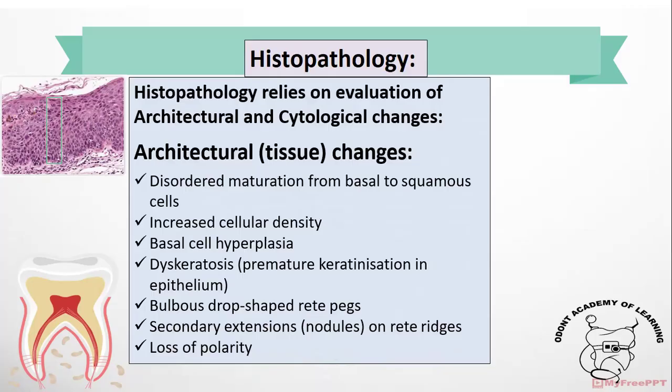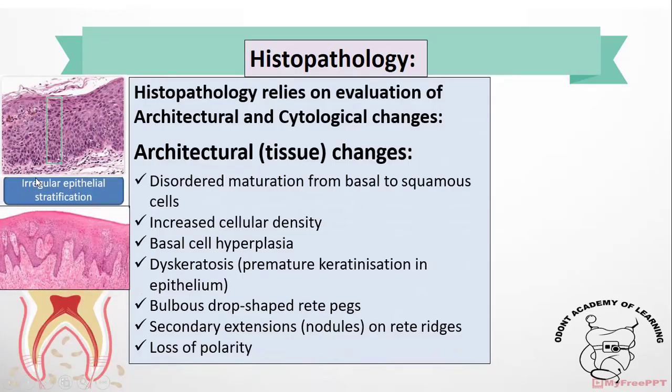Next is loss of polarity. The nucleus, which is usually in the center of the cell, loses its polarity. Either it goes towards the bottom or it goes towards the top. Then this is called loss of polarity. Loss of polarity is an indication of some sort of abnormal pathology.